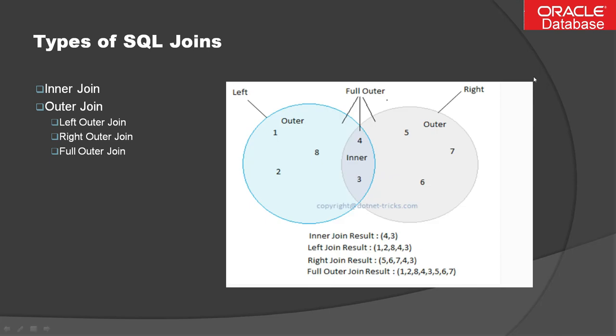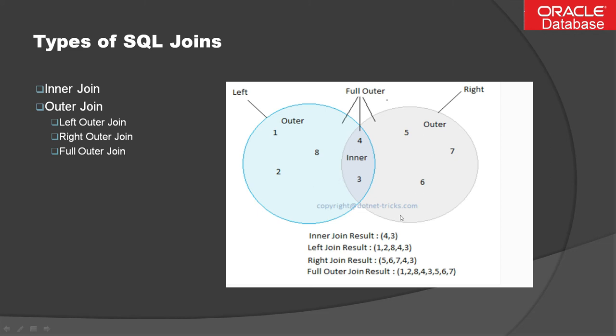Now we can understand inner join as well as outer join using this pictorial diagram. Let's say the left circle represents data available in your left table, the right circle represents data available in your right table, and this is the common area, which holds the common records in both tables. When we talk about the inner join result, this area, represented by 3 and 4, is the inner join result. Similarly, the left join result would be 1, 2, 8, 3, 4. The sequence doesn't matter, right? So this area is basically the result of the left outer join, which is the data present in the left table plus the matched records.